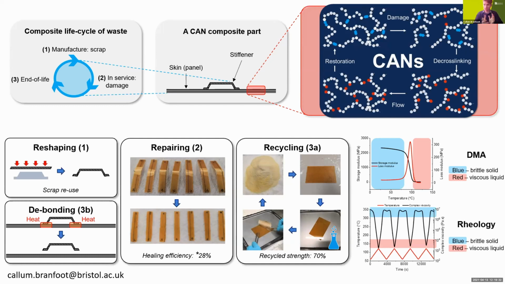So clearly there's a bit of a sustainability issue in the composites industry, and that's not unique to us by any means, but we should probably try and do something about it going forward. So one such way in which we could create more sustainable composites in the future is replacing conventional polymers that we use as our composite matrices with covalent adaptable networks, or CANs.